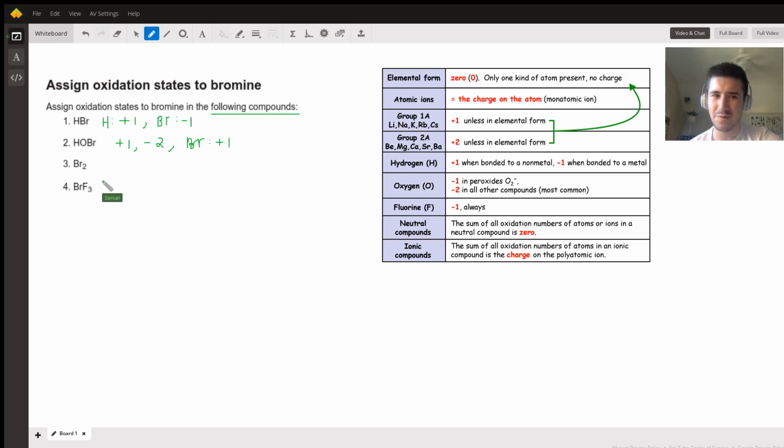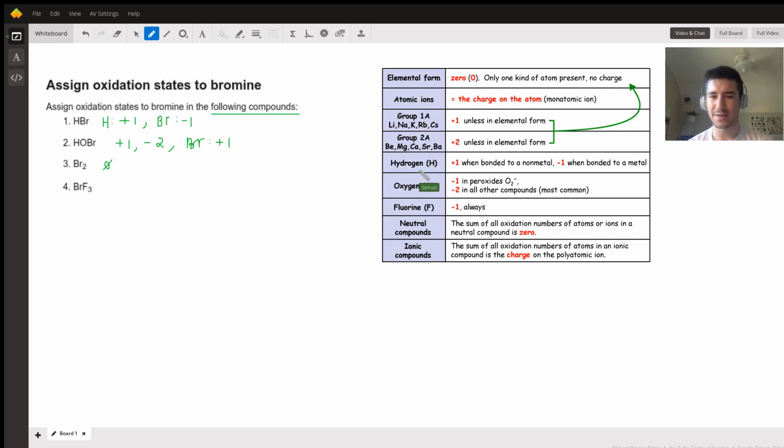Br2 is the elemental form of bromine because bromine is diatomic in nature, which means it just bonds with itself, kind of like twins that are inseparable. And it means that the overall oxidation state for each bromine is 0. Sounds pretty easy. Lastly, we've got BrF3.